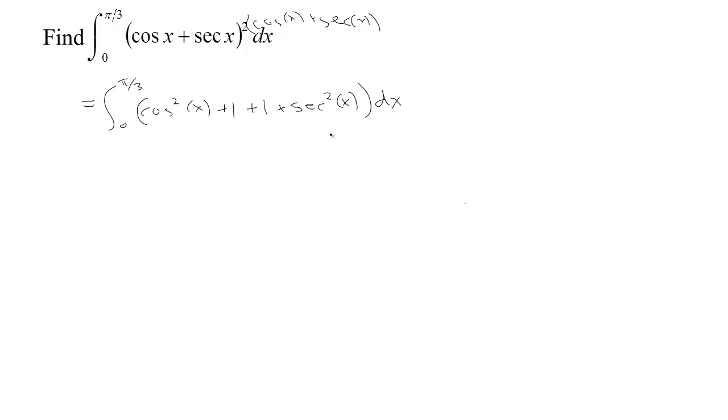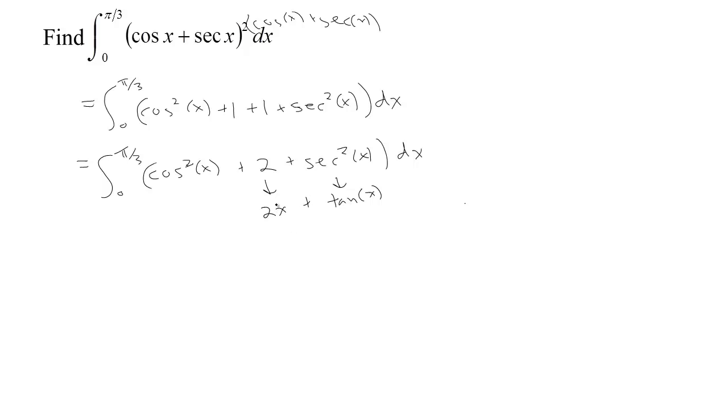Okay, now this is pretty good. We've got the integral from 0 to pi thirds of cosine squared x plus 2 plus the secant squared of x. This is a continuous function, so by the fundamental theorem, all I have to do is to find an antiderivative of this thing. Now I know the antiderivative of secant squared would be the tangent of x, and the antiderivative of 2 would just be 2x. To find the antiderivative of cosine squared is a little bit trickier.